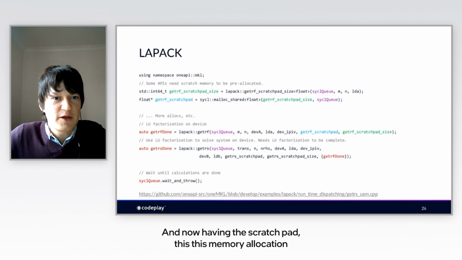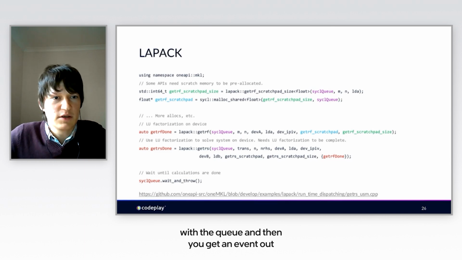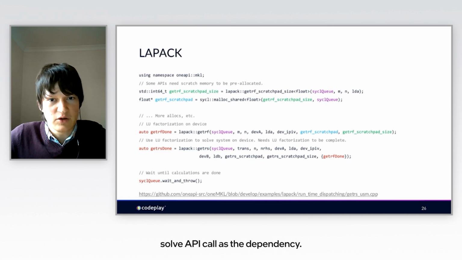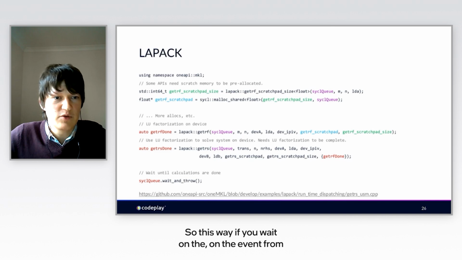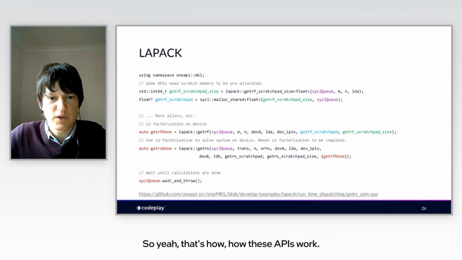And now having this scratchpad, this memory allocation that can be used by the algorithm, you can pass it on to the factorization call together with the queue, and then you get an event out of it, which you pass to the actual solve API call as the dependency. So this way, if you wait on the event from the second call, you will know that both executed, and they executed in order because they have this event dependency passed on. So yeah, that's how these APIs work in short.